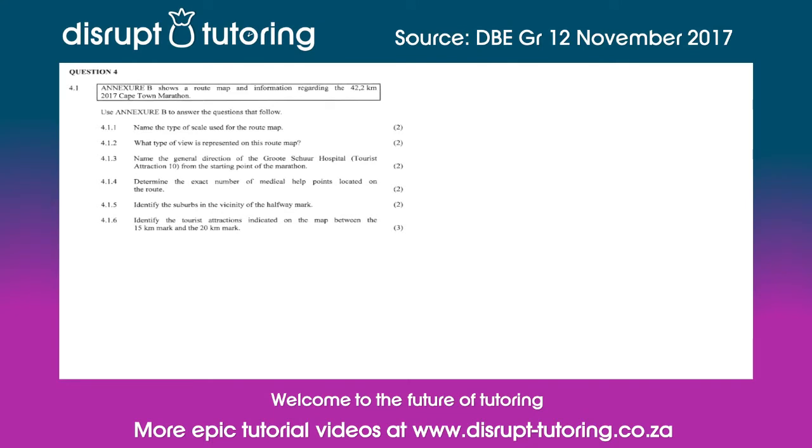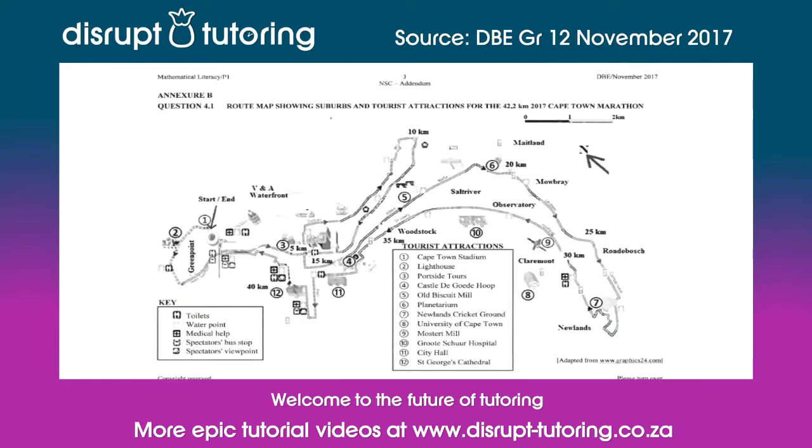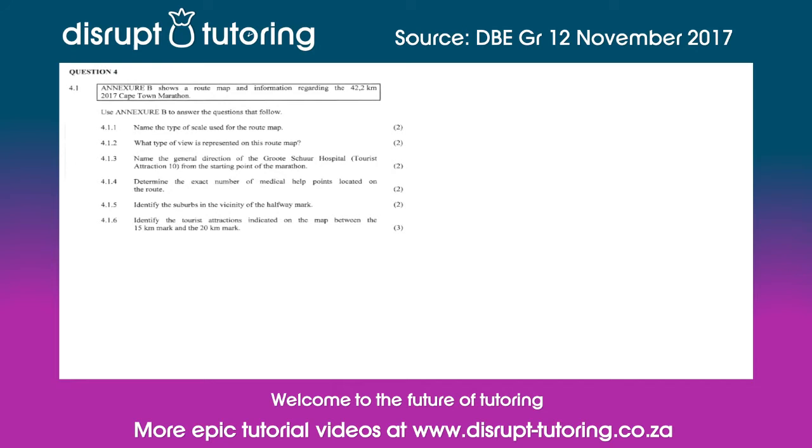We are on to question number 4.1 from the 2017 Paper 1, Maths Lit, and this question deals with map reading. They said that Annexure B shows the route and information regarding the 42.2 2017 Cape Town Marathon. So here is the map that they're referring to, and we'll be using this map to answer the questions in 4.1.